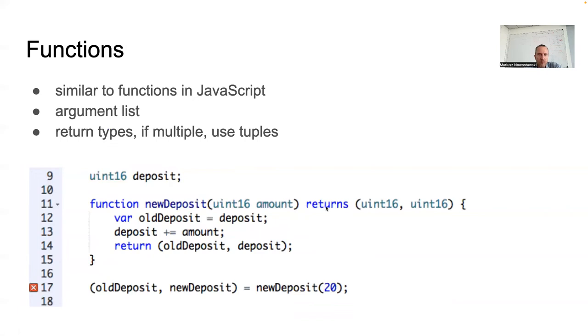So then when you want to return, you can return a tuple or you can return a single thing. And then you can call the function. So we're calling the new deposit function, and you can see we're doing destructuring again. So we're getting the first uint for old deposit and the next uint as a new deposit. And then the function basically does something inside.